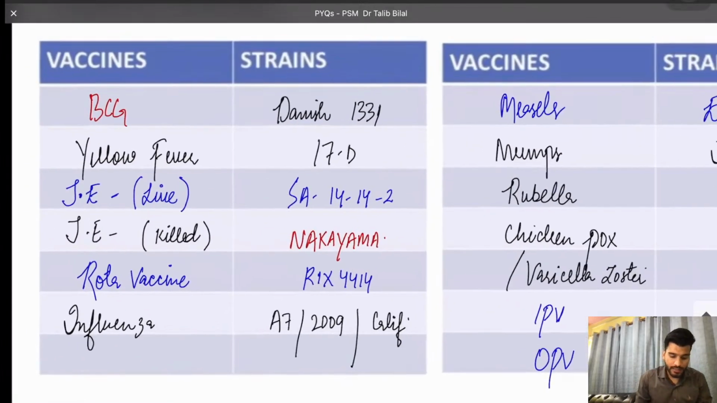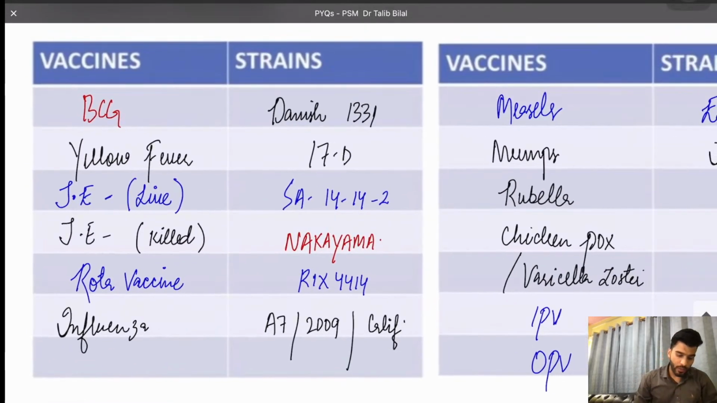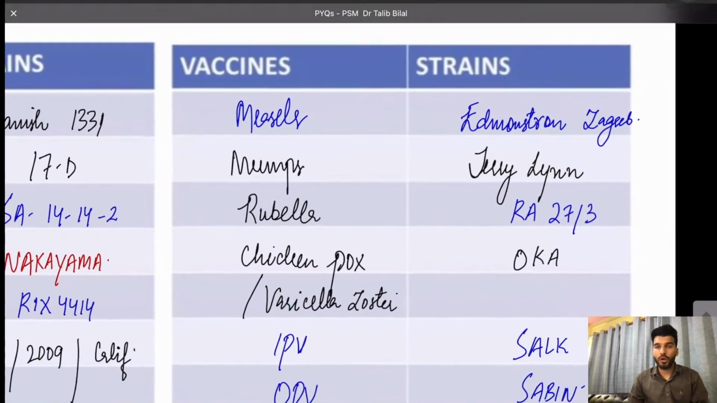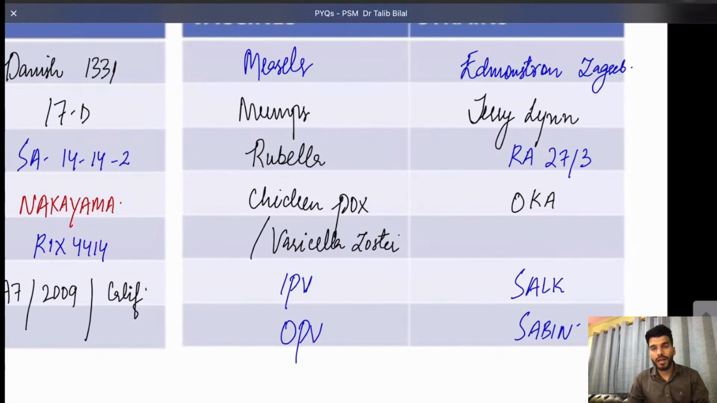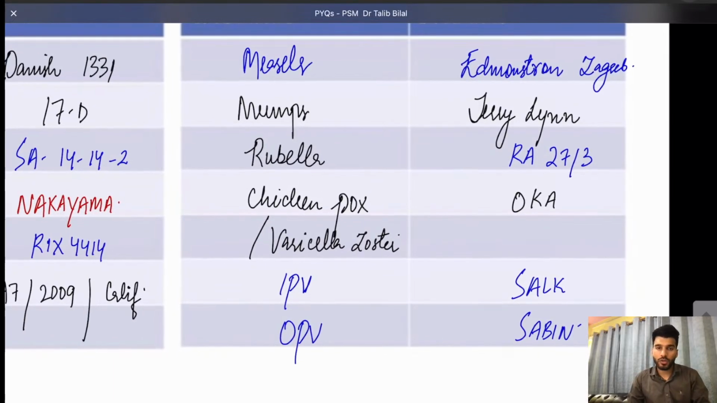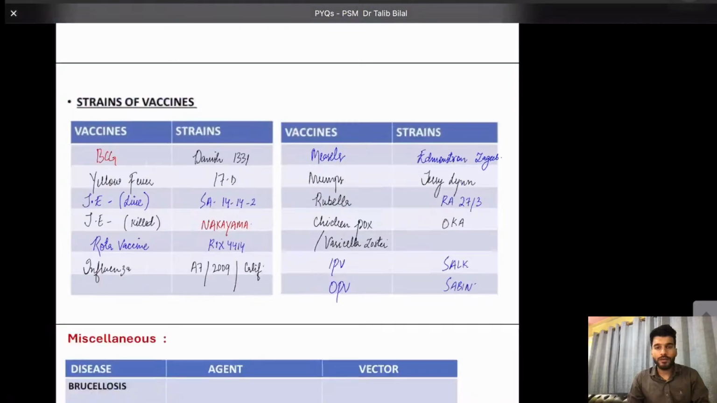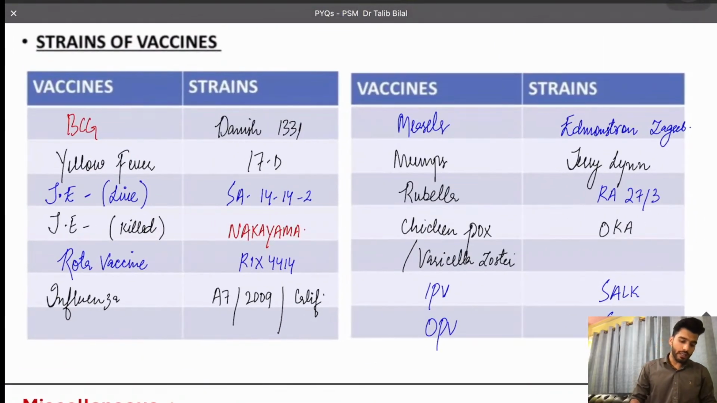So revise with me, guys. If I talk about BCG, Danish 1331, yellow fever goes to 17D, Japanese encephalitis live goes to SA 14-14-2, Japanese encephalitis killed goes to Nakayama, Rota vaccine RIX4414, influenza A/California/7/2009, measles Edmonston Zagreb, mumps Jeryl Lynn, rubella RA27-3, chickenpox Oka, IPV Salk, OPV Sabin. So these are all the strains.